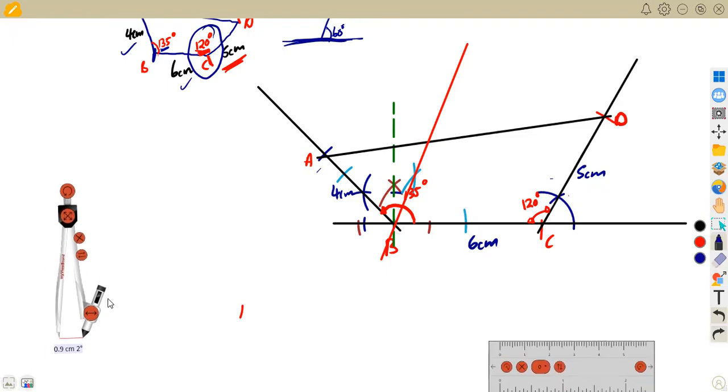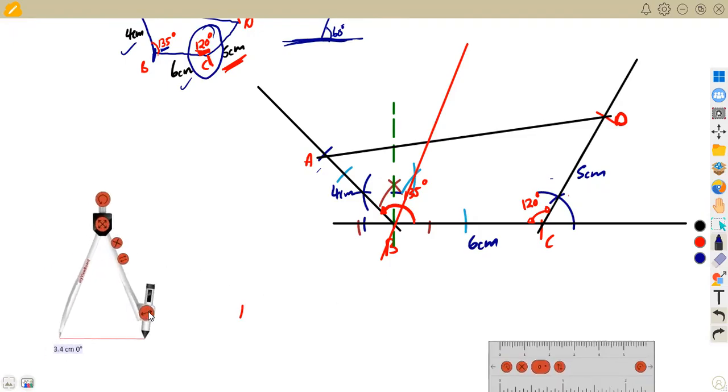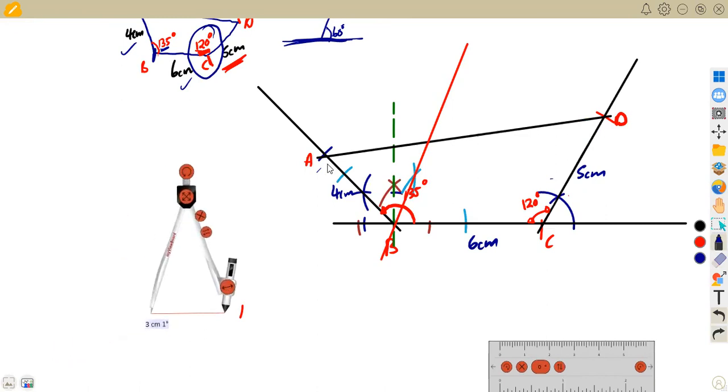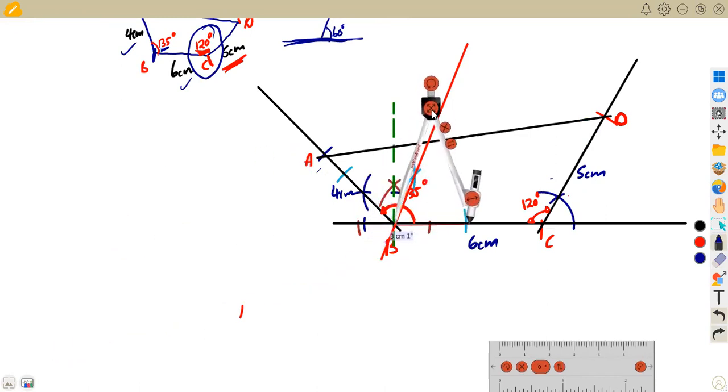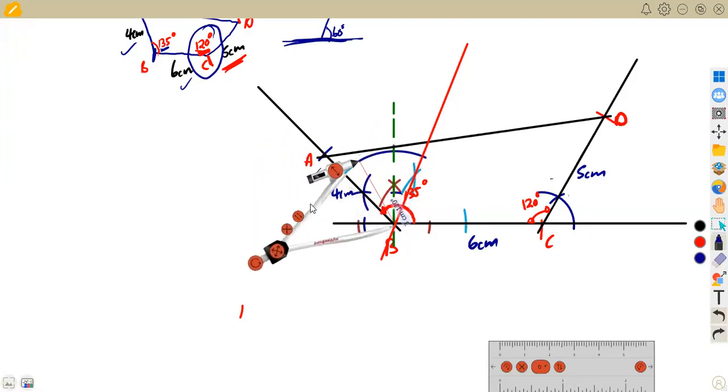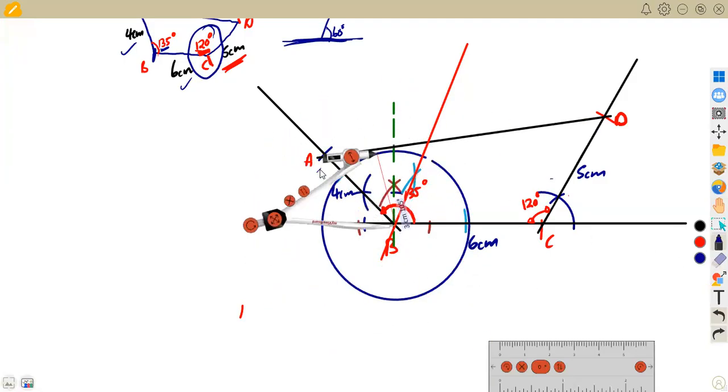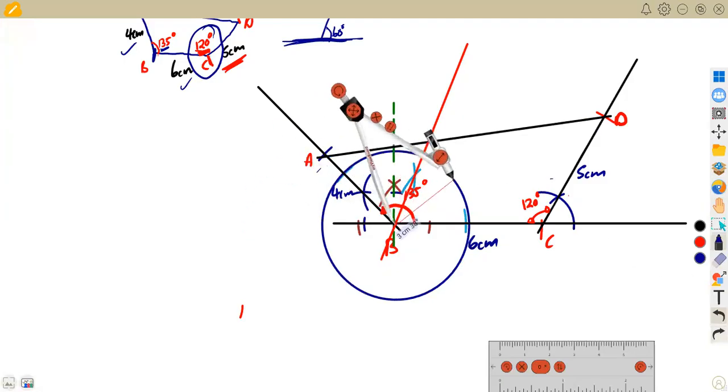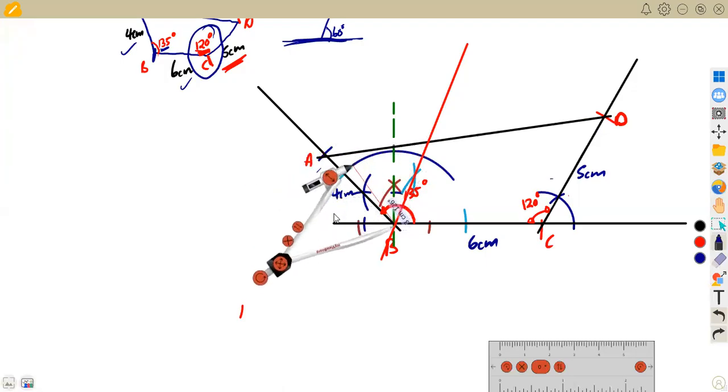So we are just going to measure 3 centimeters. They say 3 centimeters. So this is my 3 centimeters. You measure from your ruler. Then from point B, you just mark and draw an arc on the side of A. The arc that you're going to draw was supposed to be a circle, like I explained in another video. But here we're just going to have an arc, not a circle, something like this.